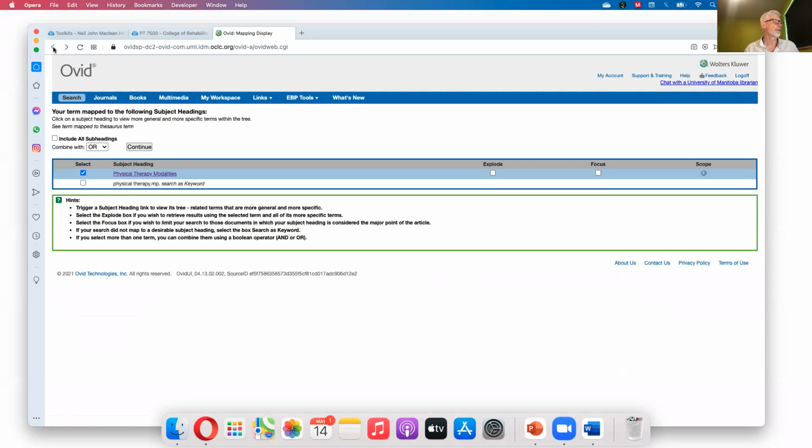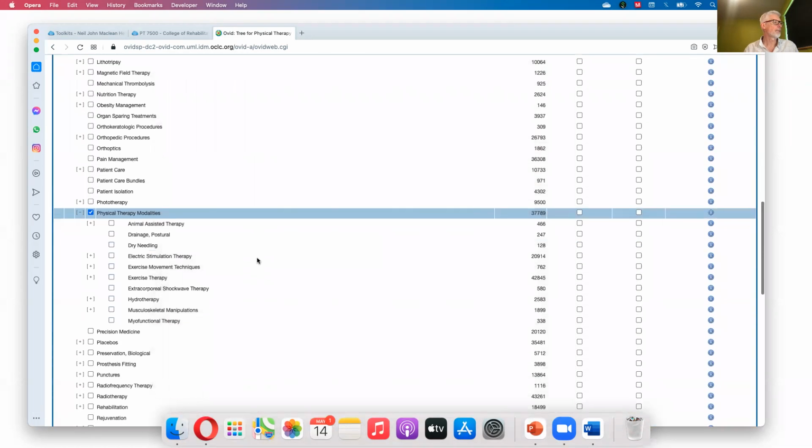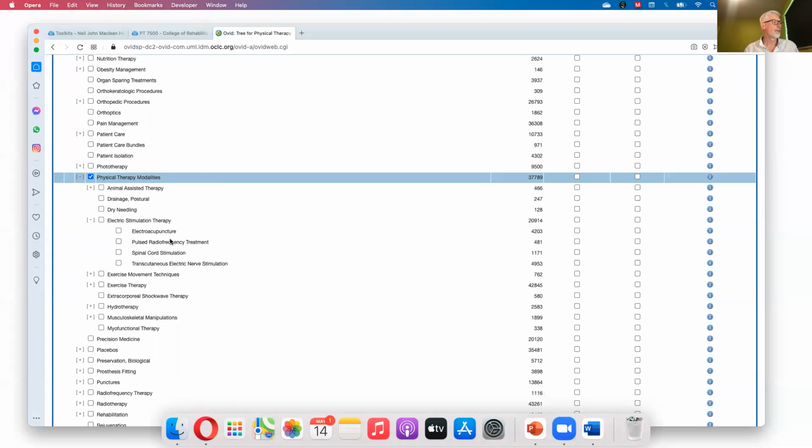So I'm going to hit the back button here. I can go to see where that sits in that branch structure that I talked about earlier. I'll click on that. And if I scroll down a little bit, you can see here's physical therapy modalities. And here it lists all the different types of physical therapy modalities. If you see a little plus sign beside that, that means that there are even narrower terms underneath that.